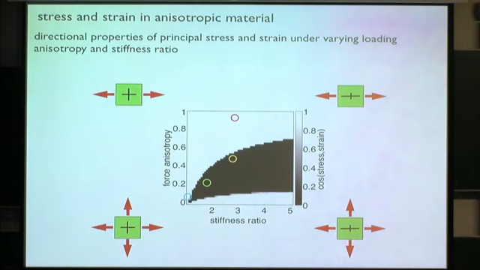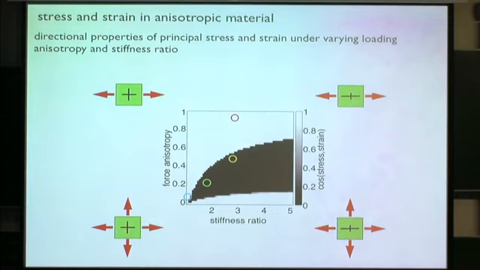So for the next test, we asked: can stress and strain be treated the same? I mean, are these signals equivalent when we have an anisotropic material? The answer is no. Here I have represented a kind of patch of elements that have been under some kind of load.